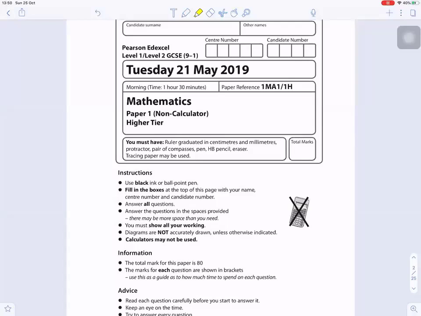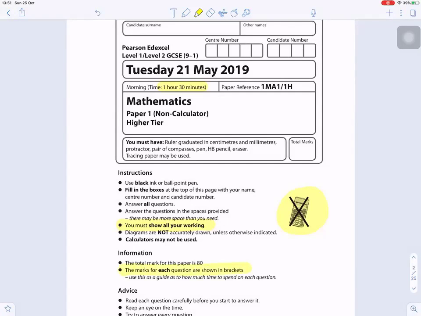Mathematics, Paper 1, Higher Tier, May 2019. This paper is for 1.5 hours. And some of the instructions that you have to take into consideration before the paper. Paper 1 is a non-calculator paper. Calculators are not allowed. You must show all your working.